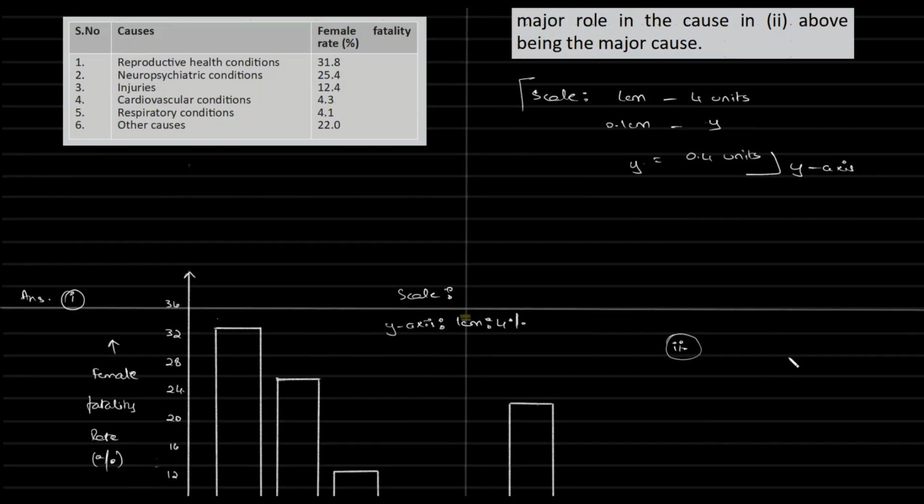Which condition is the major cause of illness? Yeah, this is reproductive health condition. Reproductive health condition is the major cause.